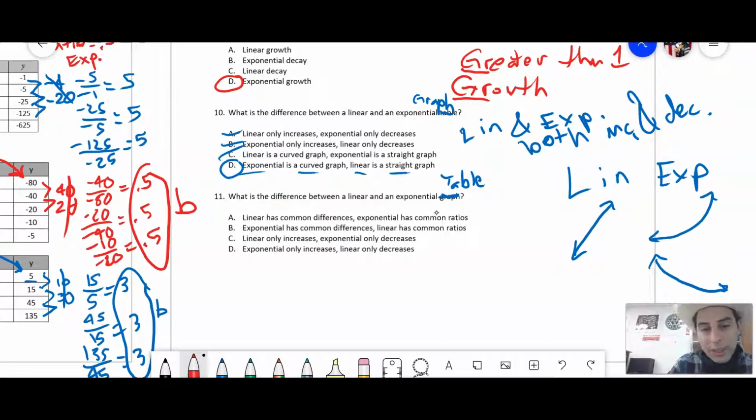Table, sorry. Linear has a common difference. Okay. So we remember linear does have common differences. That's right. Exponential has common ratios. Hey, that's right. I like it. B is wrong because it says exponential has common differences. Linear has common ratios. That's not right. And then remember, we already said linear and exponential both increase and decrease. So 11A is right. C and D are not.